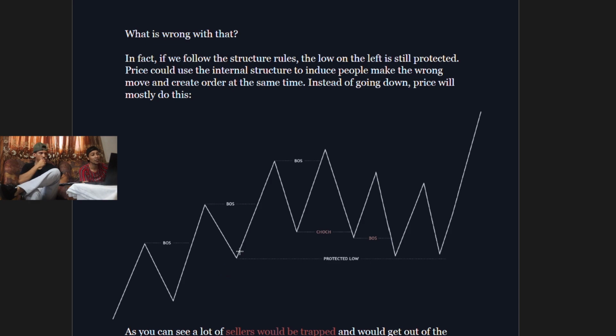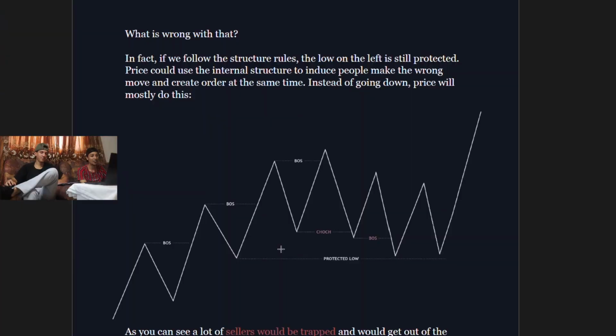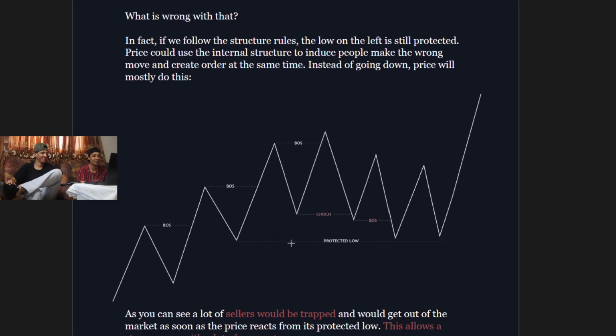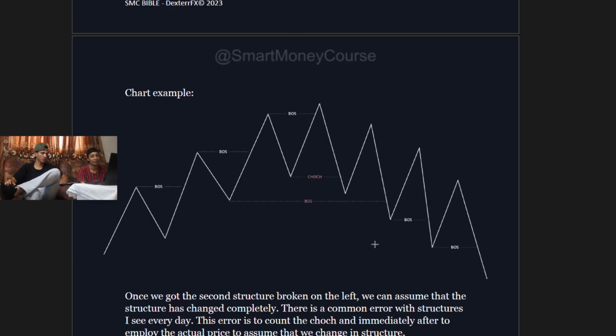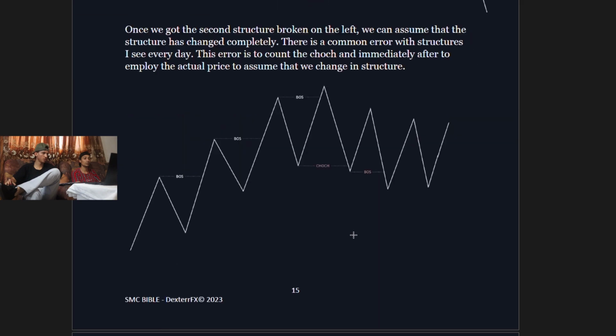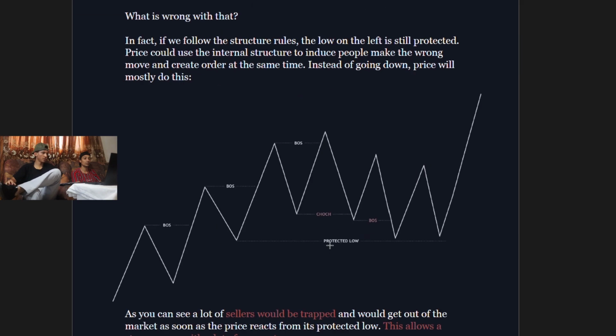Price could use the internal structure to induce people to make the wrong move and create orders at the same time. Instead of going down, price will mostly do this. Yeah, it will liquidate all of you. Yep, 100%. As you can see there, change of character, you look at this previous example on top. So this is when price doesn't do this part. It comes to test this one here, which is the break of structure here. You can see there, they have a protected low.